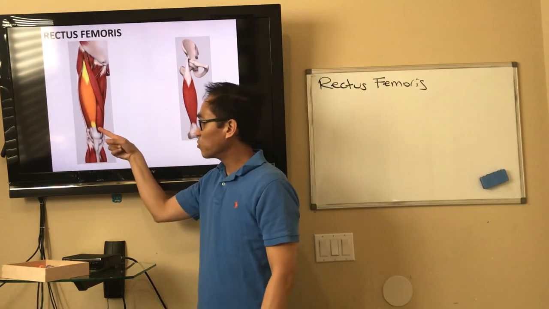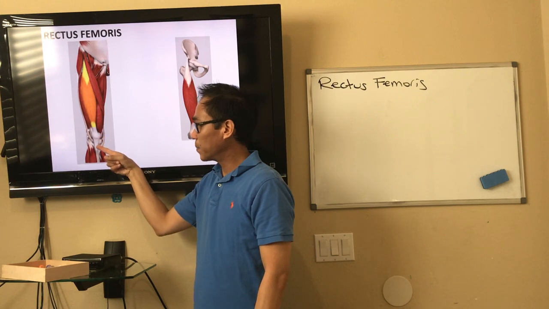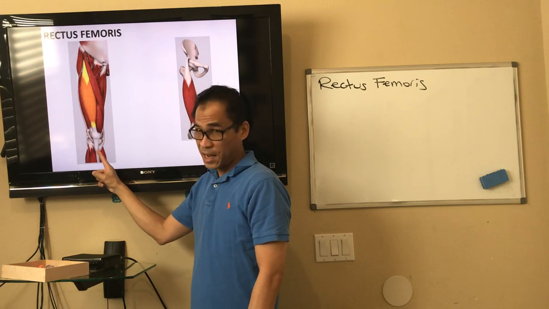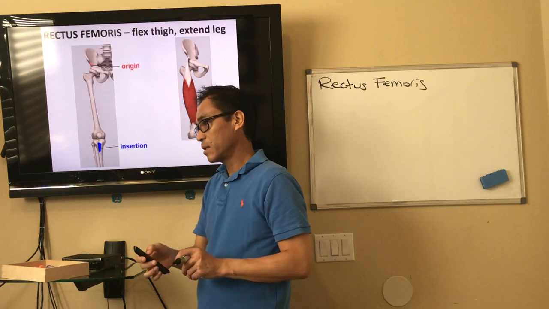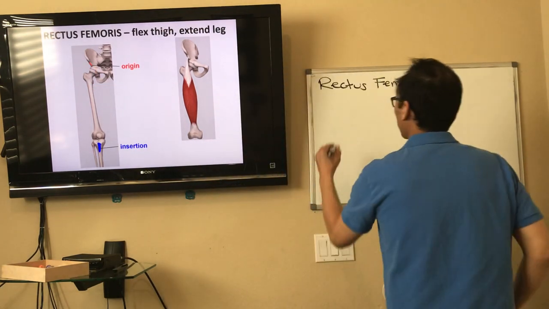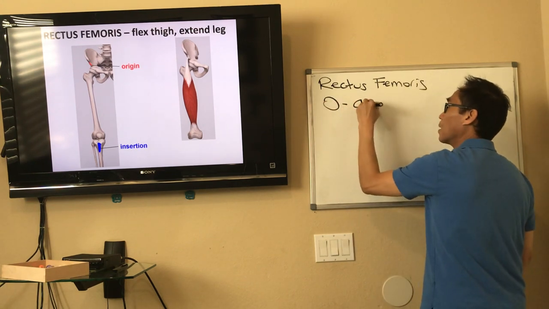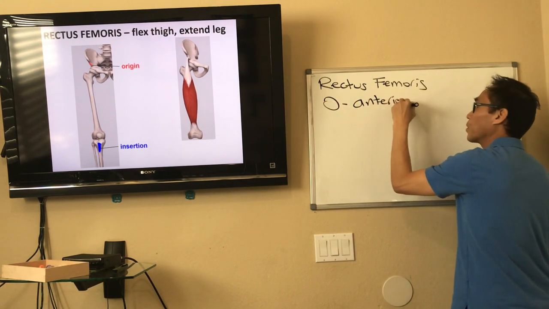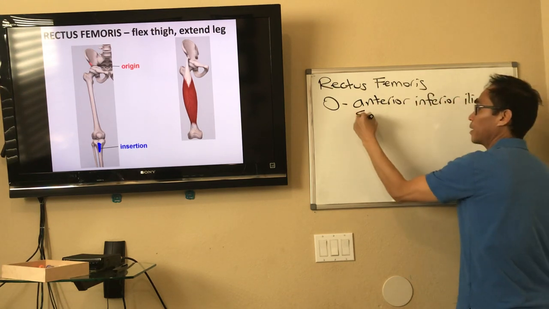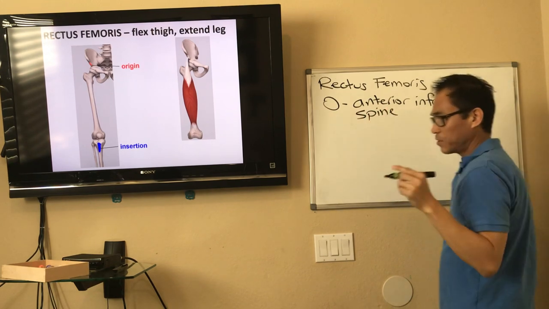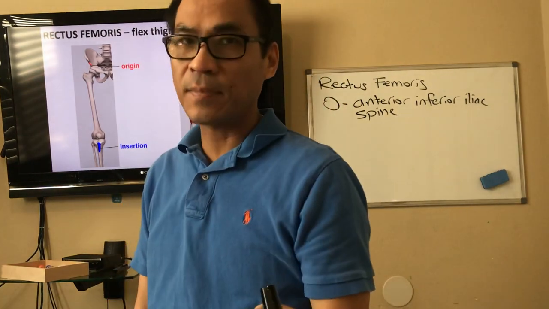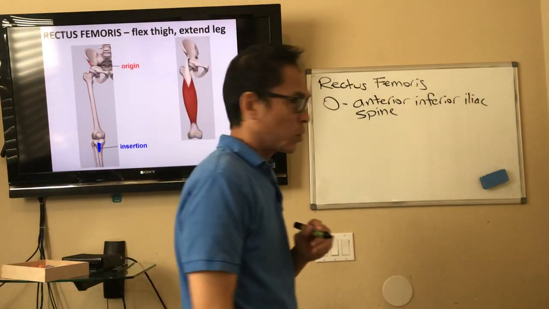So here is the quadriceps tendon. There's the patella. There's the patellar ligament. So this is basically one big connective tissue. It's going to cross the knee and insert on the tibial tuberosity. So this muscle originates from the anterior inferior iliac spine. You already had to know the anterior superior iliac spine, but now you have to know the anterior inferior iliac spine because the rectus femoris originates from there.